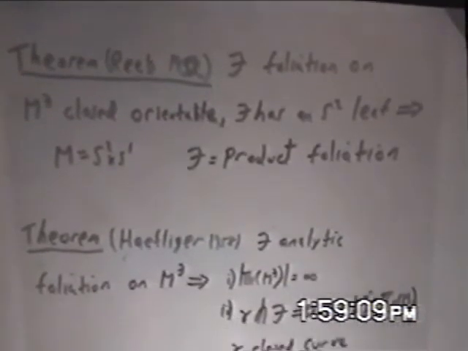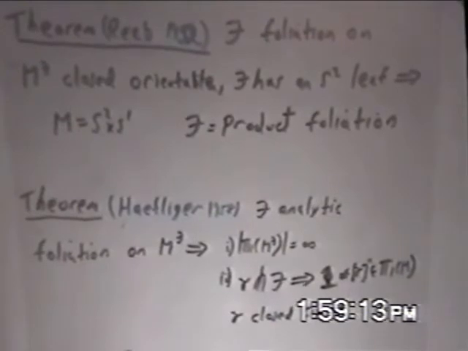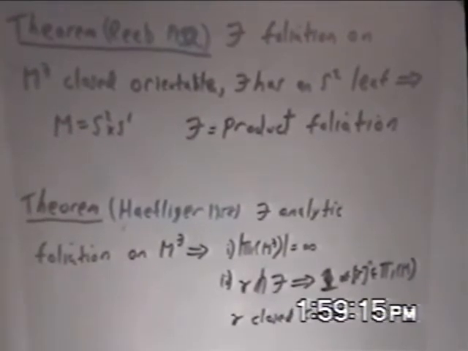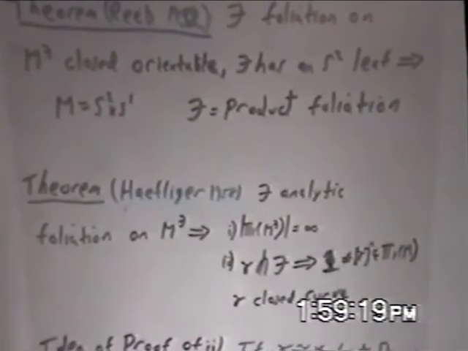So here's the first theorem that says if you know something about a foliation, then you could say something about the manifold. Here you have a foliation on a closed orientable 3-manifold, and you have a 2-sphere leaf. Then you know exactly what the 3-manifold is, and you know exactly what the foliation is. The manifold itself is just S2 cross S1, and F is just the product foliation, the foliation by S2s.